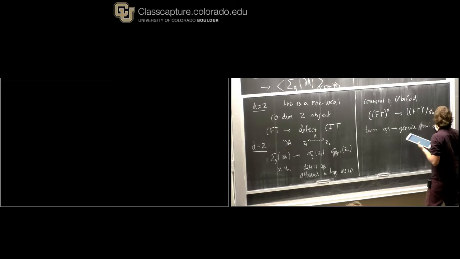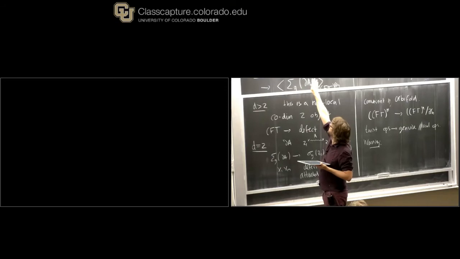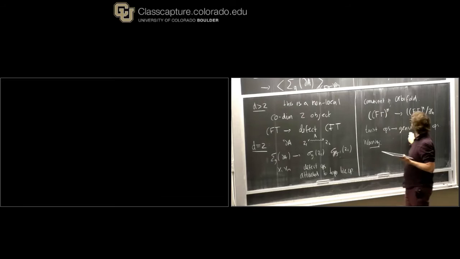I should just give a warning here. I won't go into too much detail, but this is not always foolproof. There are some situations where you're interested in some state which is not generated by a Euclidean path integral in flat space, but by some Euclidean path integral with some topologically non-trivial space, some handles or whatever. Then you have to be very careful when you do this for entanglement calculations.